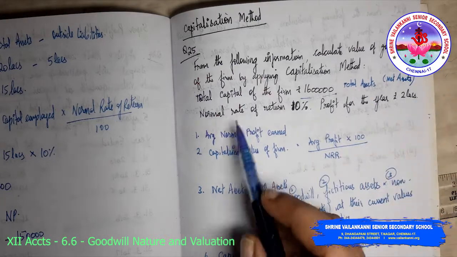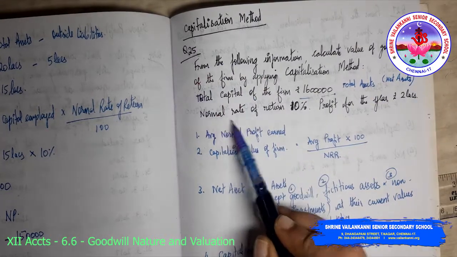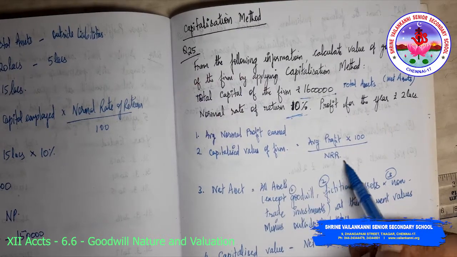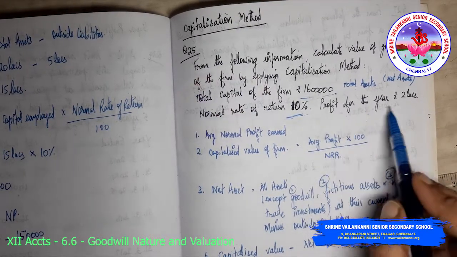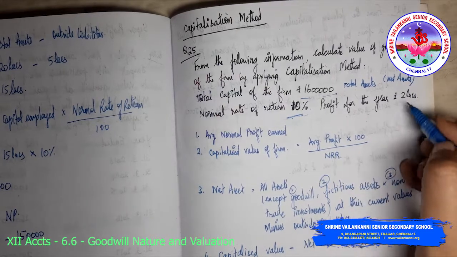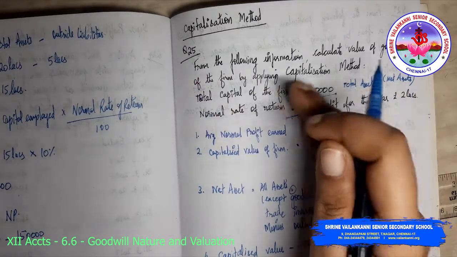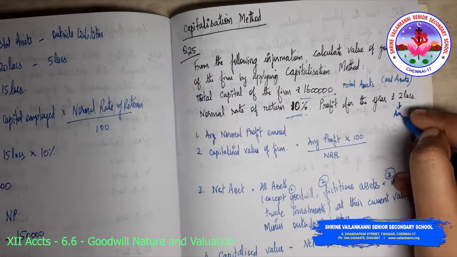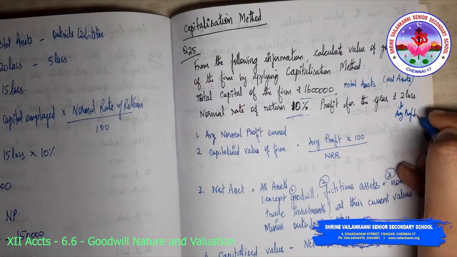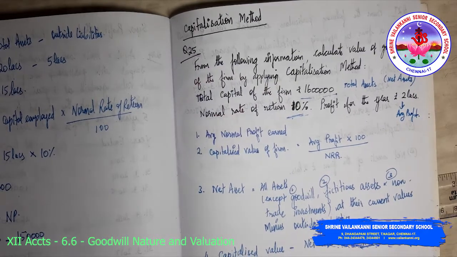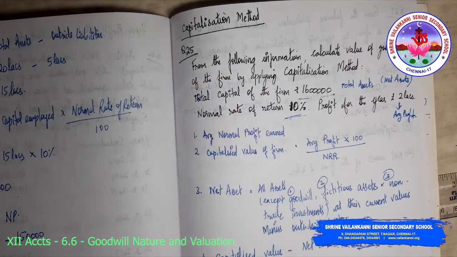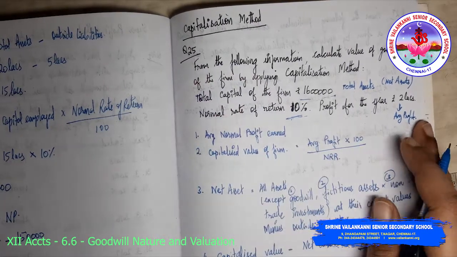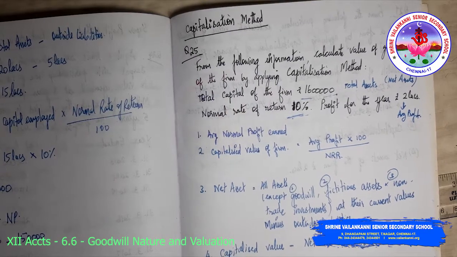Then you have normal rate of return, 10%, which has to be applied in this part, and then profit for the year is the average profit. Since profit for a series of years is not given, we are assuming this to be the average profit. So I will just apply the formula. First I would find average normal profit, but this step I will skip because the profit is given directly. So, solution.